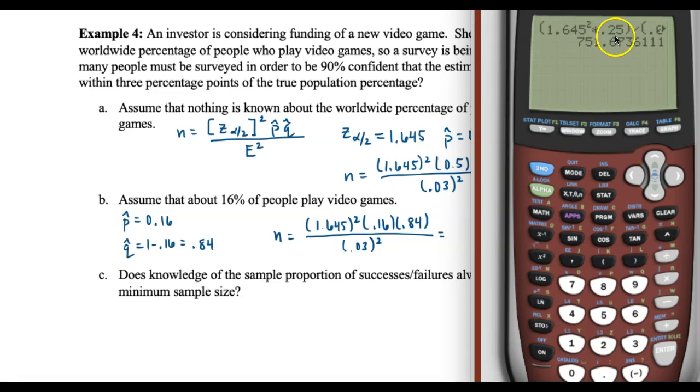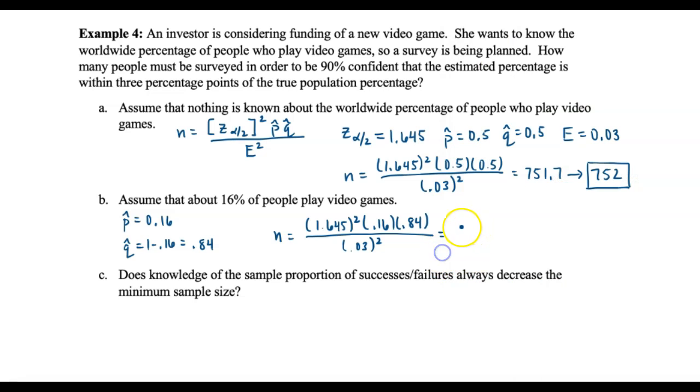So I'm going to do the same thing in our calculators, except I'm just going to change this value of 0.25. So let me just go about it this way. Pressing second answer will just give me the same thing I started with, and I'm going to replace this with 0.16 times 0.84. Okay. And I get 404.099, and I know that 404.1 is going to round up to 405. And so this is our new n if we know the number of people that play video games.